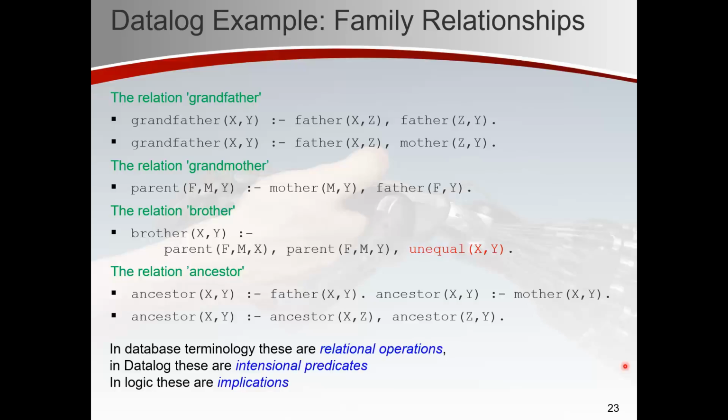So in database terminology, we would call these relational operations, for example, given by queries. Typically, they are not part of the database itself, but a kind of part of the queries we have. In Datalog, we would call them intensional predicates, and in logic, as you see, it's implication. We only have restricted variables here. You remember that variables must occur in a non-negated body and so on. We don't have complex arguments, but we see that recursion is allowed. So we have recursion here in our ancestor predicate.